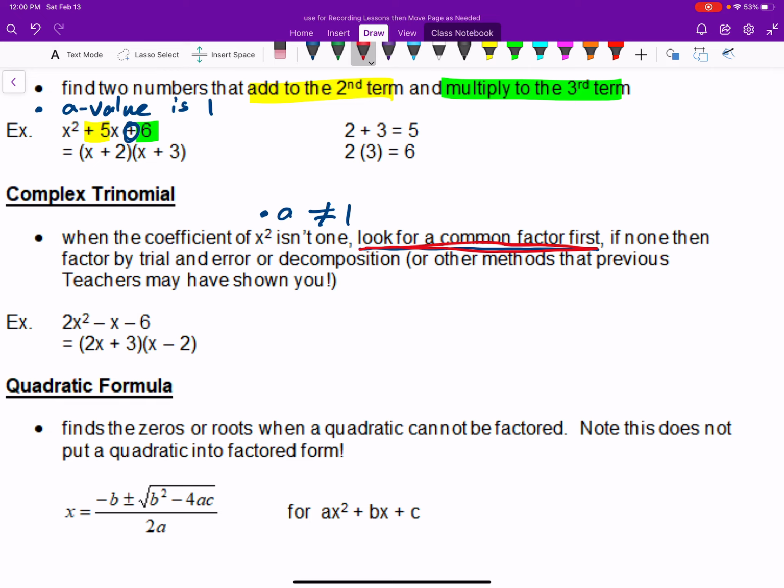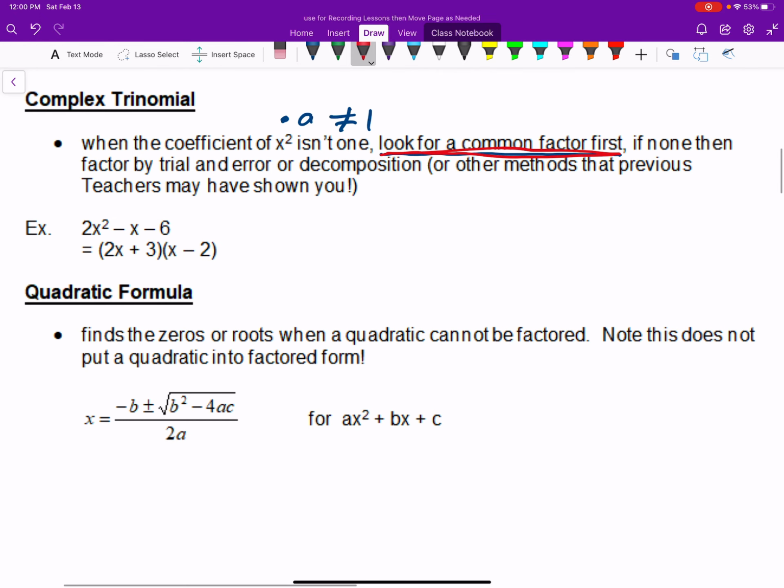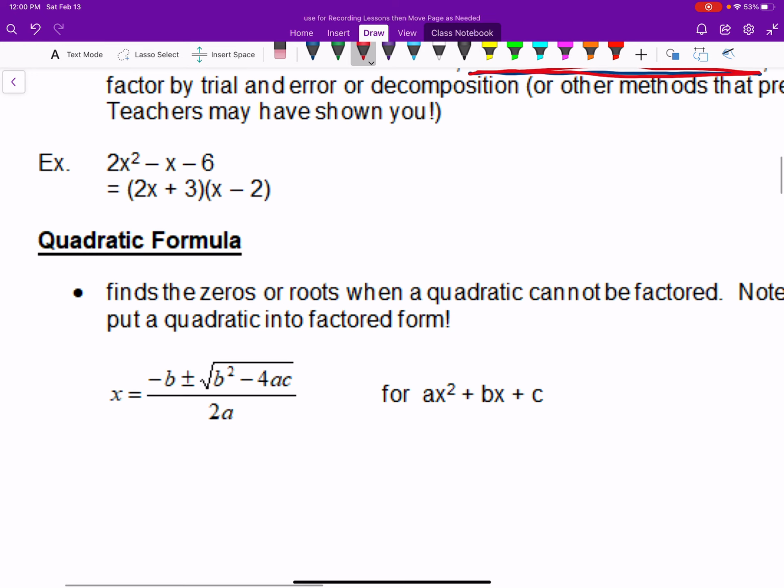I usually go for trial and error simply because I find it the fastest, but it doesn't matter to me what you use as long as you get it right. So here's how I'd approach this one. Let's get rid of this answer so we don't have it distracting us. 2x squared minus x minus 6.